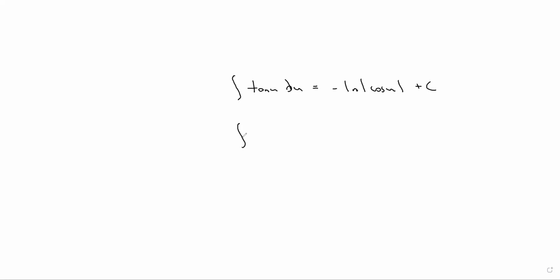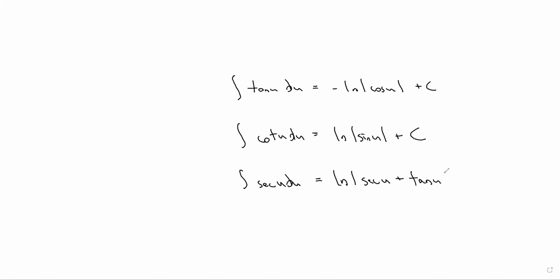Let's see. Next one is integral of cotangent u du, and that's equal to ln of sine u plus c. So that one's very similar to the previous one. And then the next one is a bit of an uglier formula. I guess I shouldn't call formulas ugly. Formulas have feelings too. Secant u du is equal to ln of absolute value of secant u plus tan u. So that's a neat one, the fact that you got 2 of them added in there.